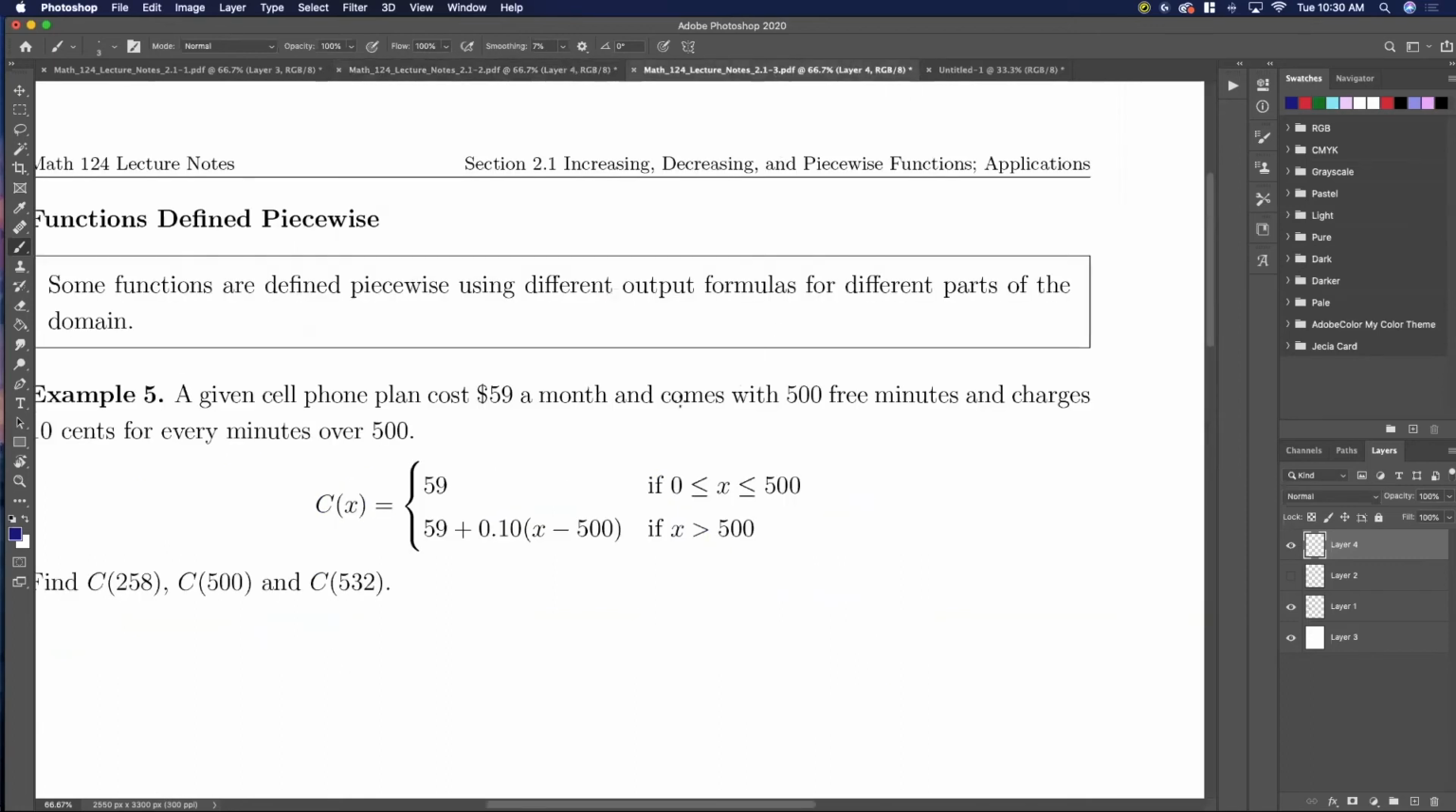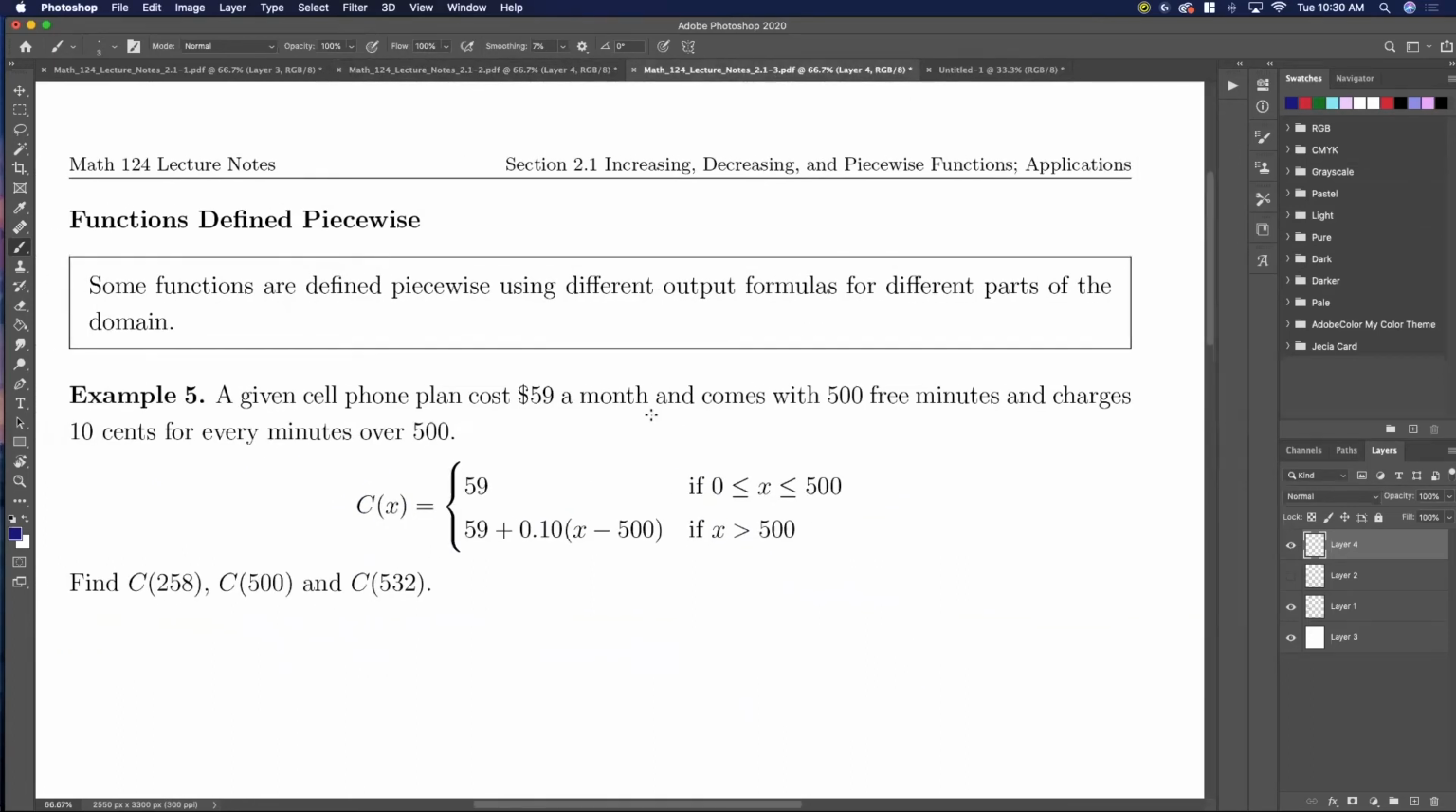All right, let's talk about piecewise functions. Some functions are defined piecewise, which use different output formulas for different parts of the domain. Basically, a piecewise function chops up the domain into different pieces. The domain is the x values you plug in, and then it has different functions for the outputs, the y values.